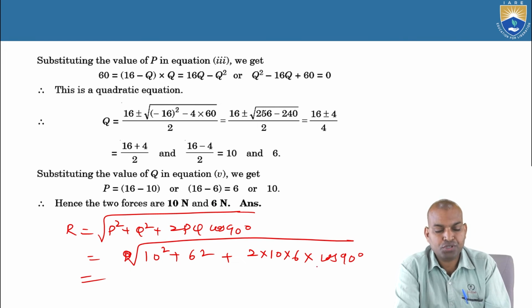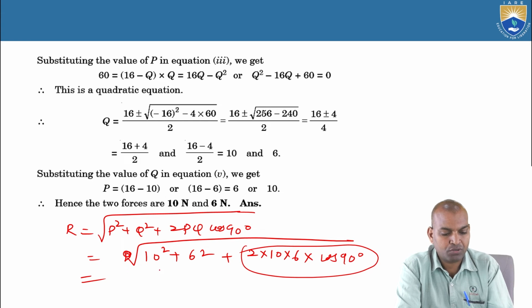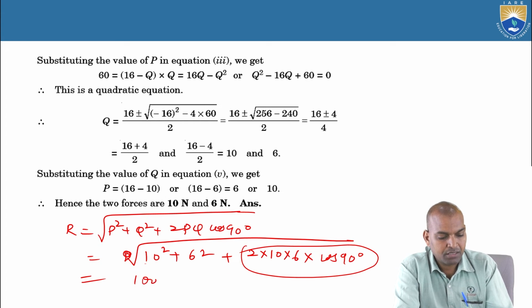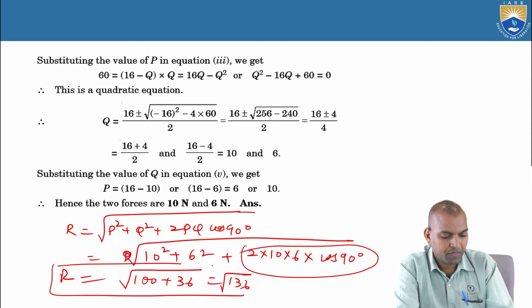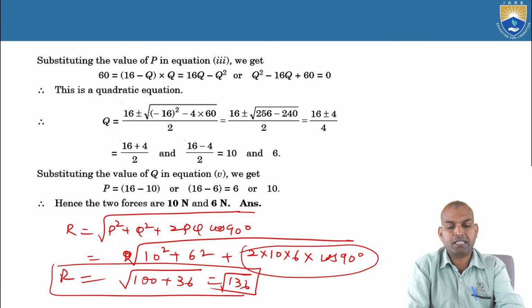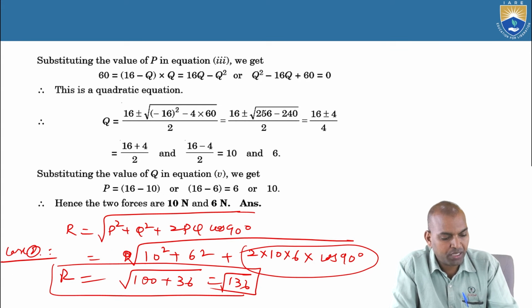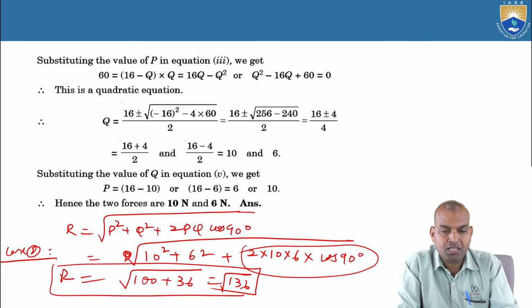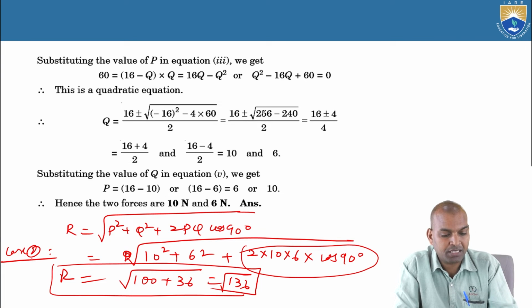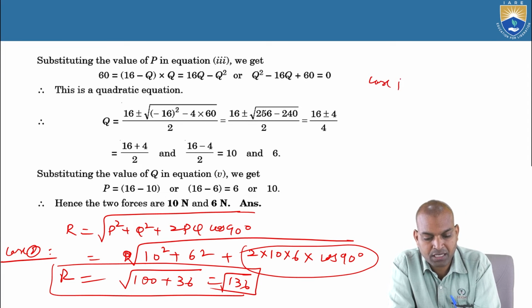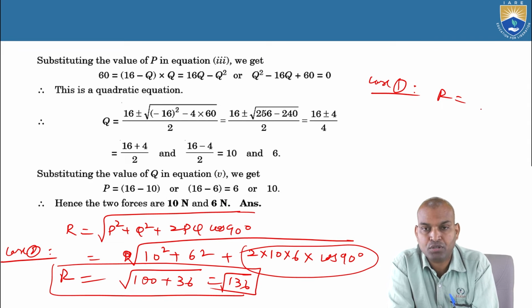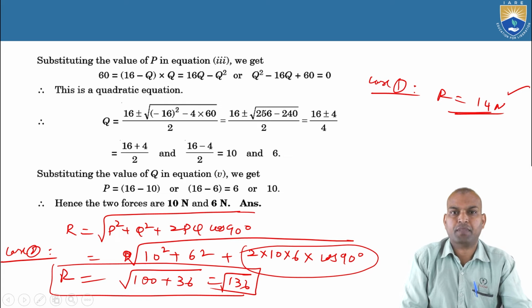Cos 90 becomes 0, so this term becomes 0. What is 100 plus 36? That is under square root of 136. This is the validation. We got it. The resultant for case 2 should be under square root of 136. And for case 1, we got R equal to how much? That is 14 newtons obtained.